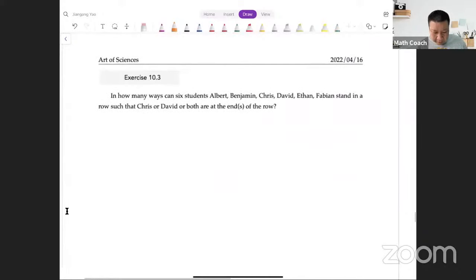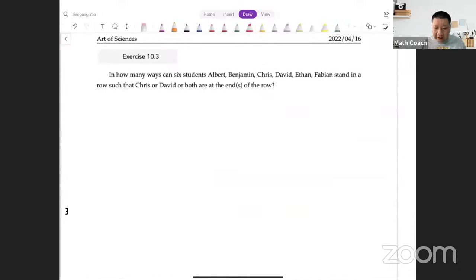Okay, so question 3. In how many ways can 6 students, Alvin, Benjamin, Chris, David, Ethan, Fabian, stand in a row such that Chris or David or both of them are at the end of the row? 62, go ahead. Yes, 432 is the correct answer. And so here you can use the complementary method, or you can use the principle of inclusion and exclusion to get it. Okay, so now it's a critical point for 62.